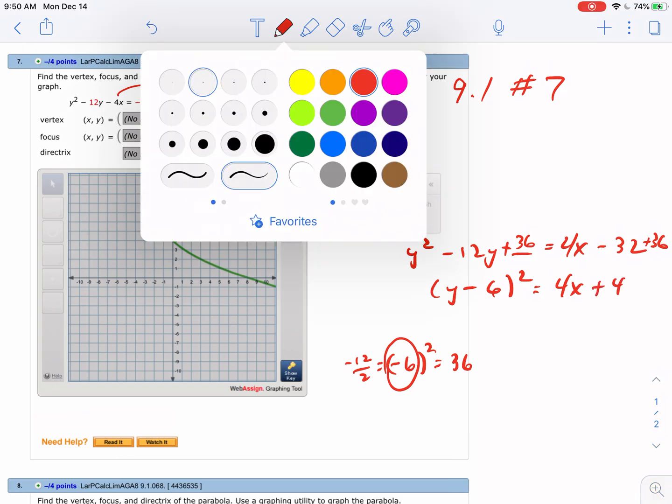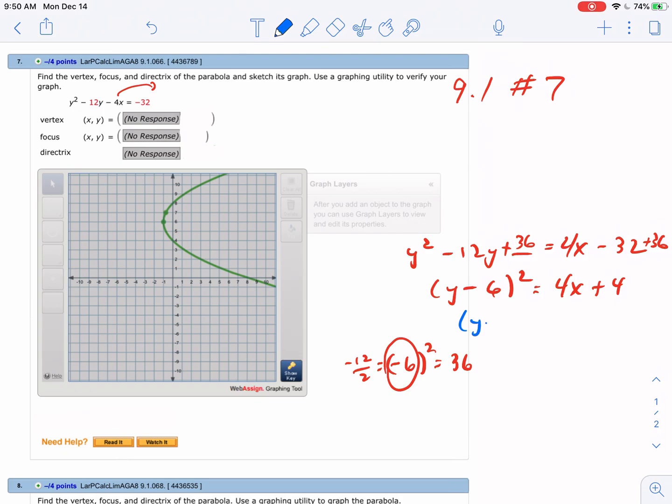So to really come up with my standard form, I want to write it down as y minus 6 squared. I'm going to factor the 4 out from both of these terms. There is my standard form.